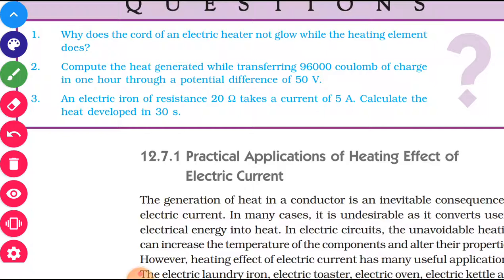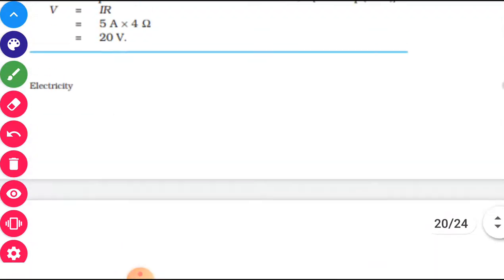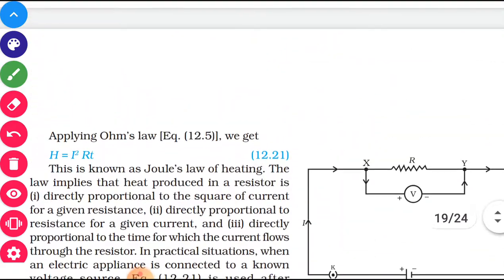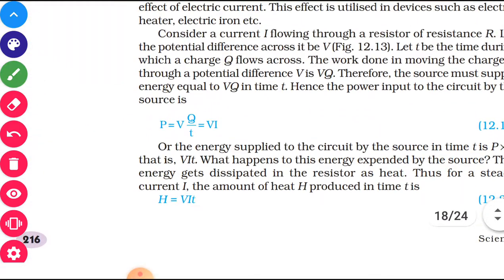Compute the heat generated while transferring 9600 coulomb of charge in 1 hour through a potential difference of 50 volt. So compute the heat generated. You can use this formula which we have discussed here. So heat generated is VIT. You can easily calculate this.